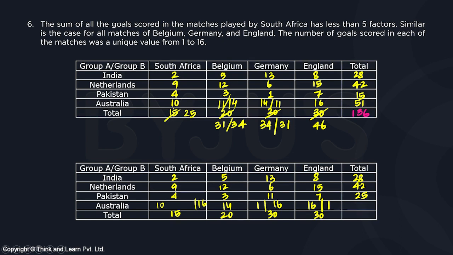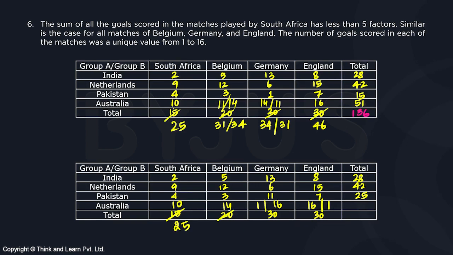That means 16 and 1 are distributed between Germany and England. That tells us we can't have 16 in South Africa. 16 is taken, isn't it? So we'll have 10. So that will make overall South Africa increase by 10. So this is going to be 25. So let's write it below everywhere. So this is 25. So this is 25.